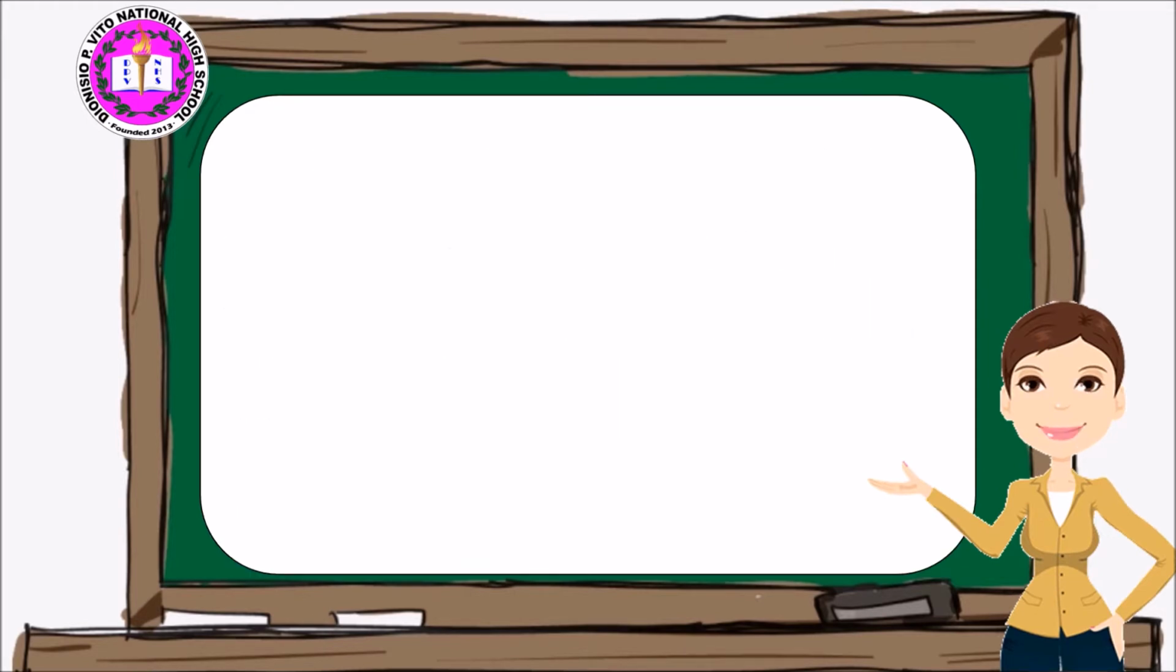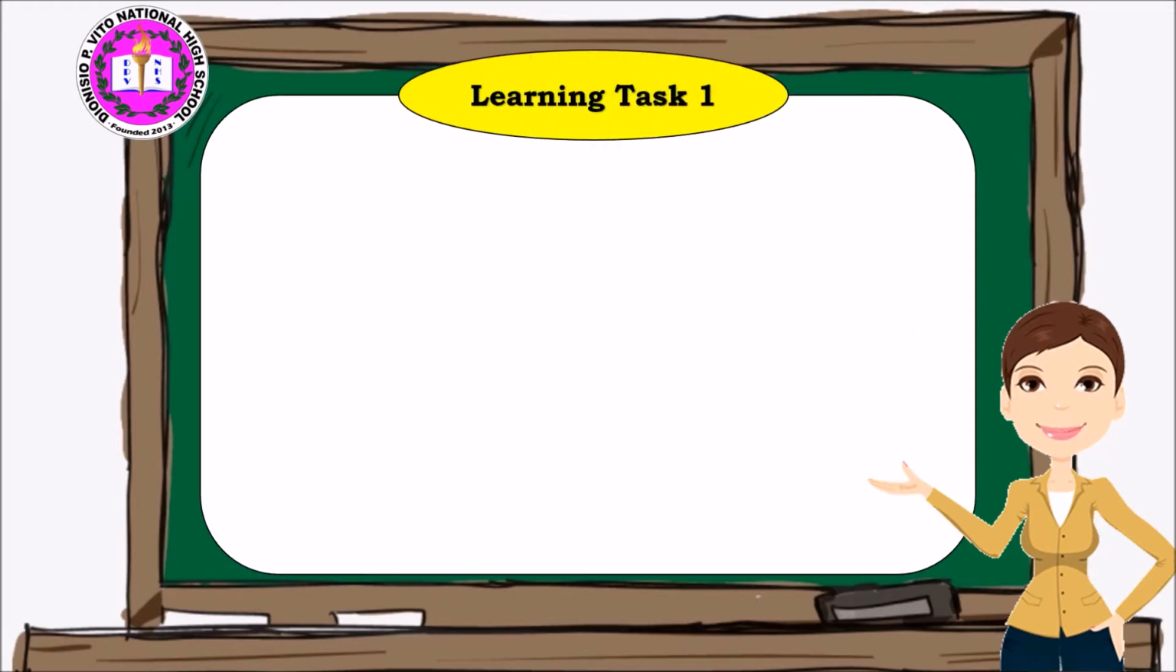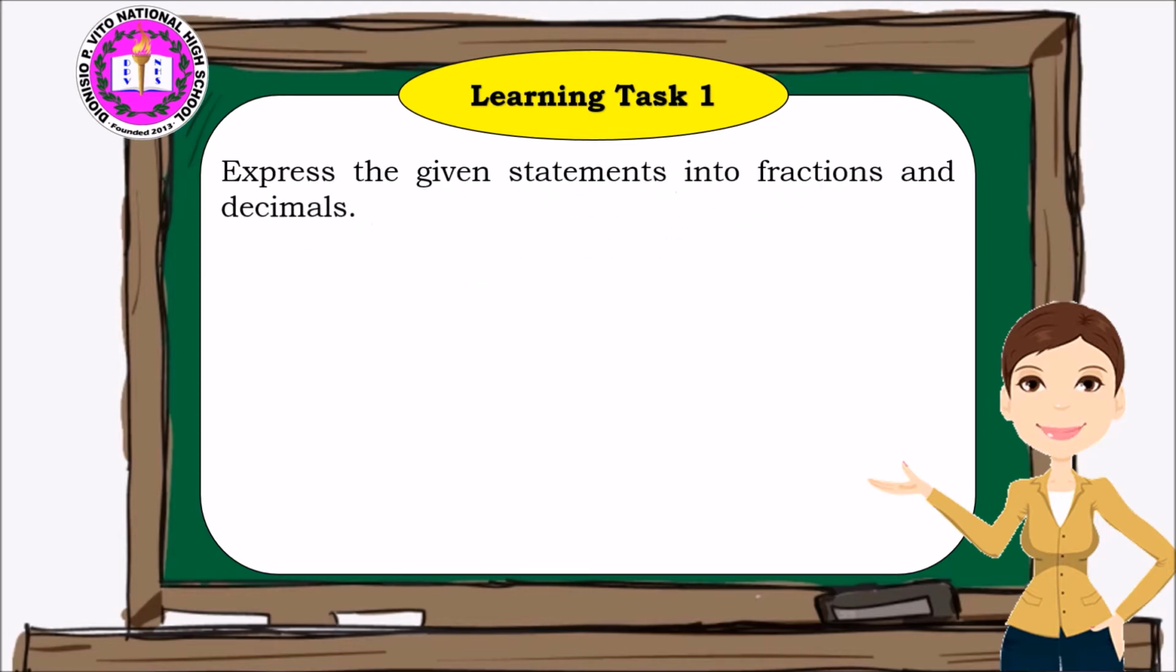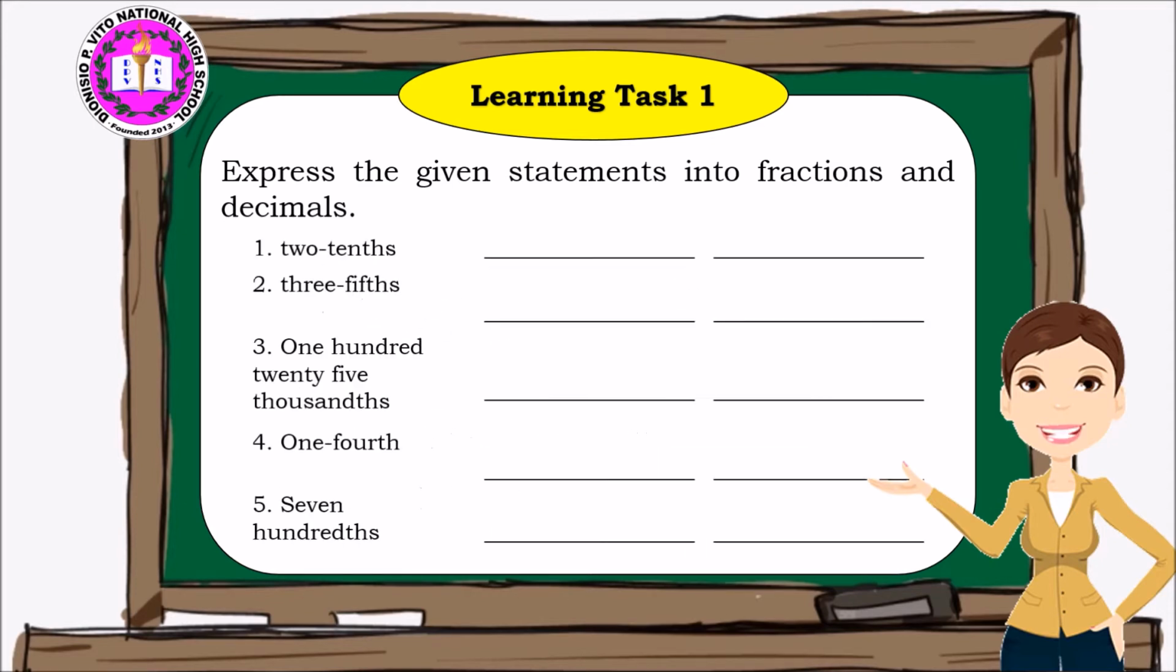Before we proceed to our discussion, let's have first learning task number 1. Express the given statements into fractions and decimals. Number 1, we have 2/10. Therefore, we have 2/10 and 0.2. Number 2, we have 3/5. Therefore, we have 3/5 and 0.6.